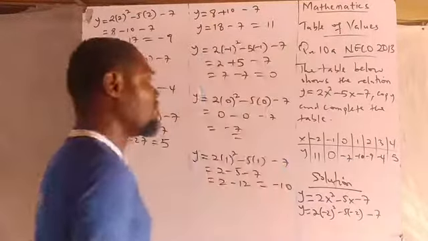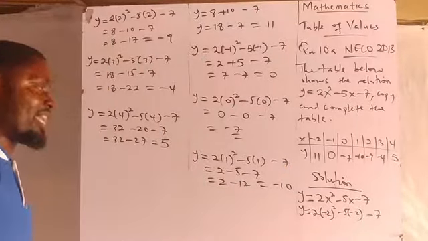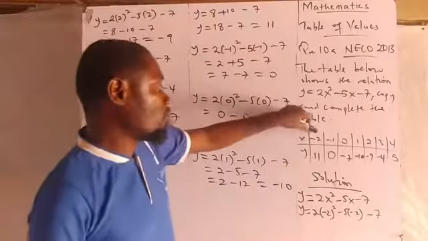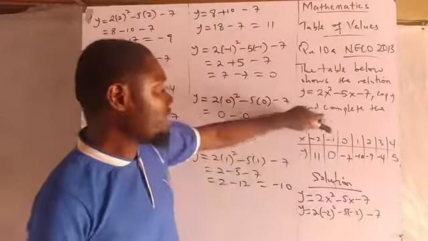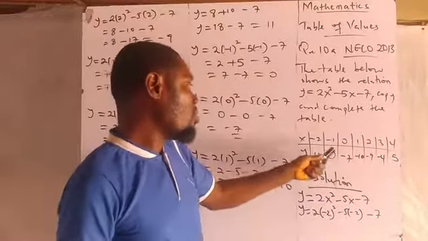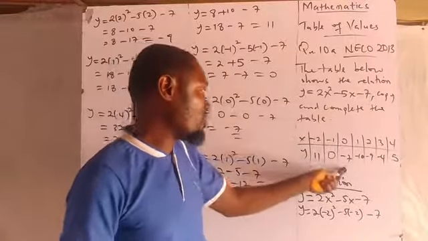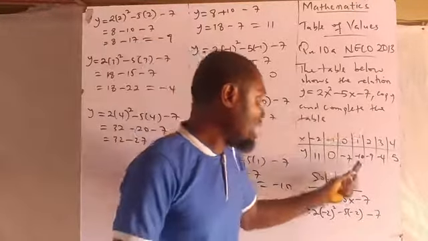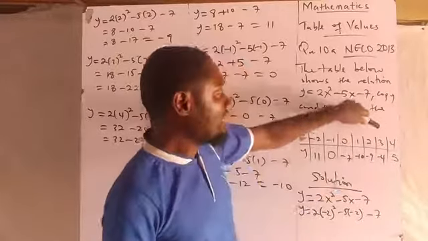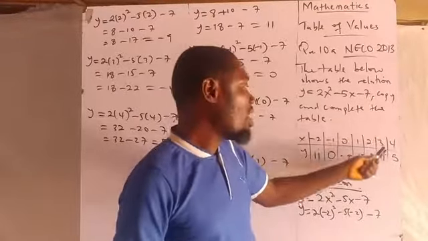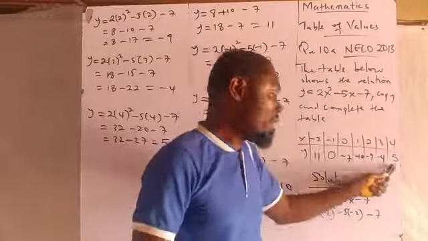So now we have the values of the dependent variable. When x is minus 2, y, which is the dependent variable, is 11. When x is minus 1, y is 0. When x is 0, y is minus 7. When x is 1, y is minus 10. When x is 2, y is minus 9. When x is 3, y is minus 4. And when x is 4, y is 5.